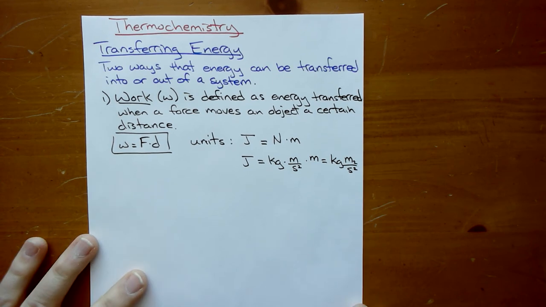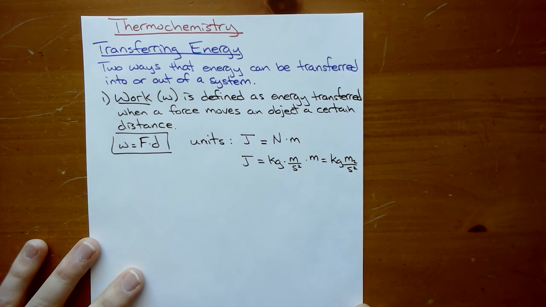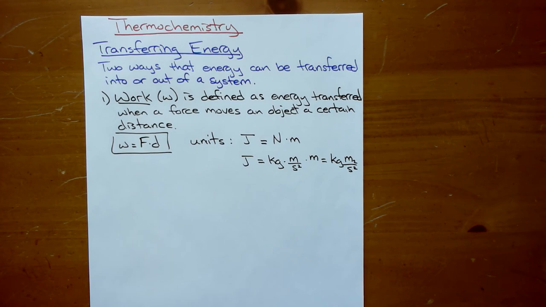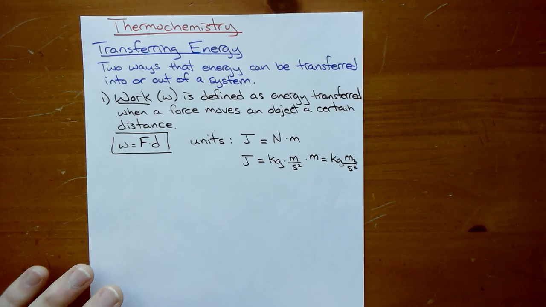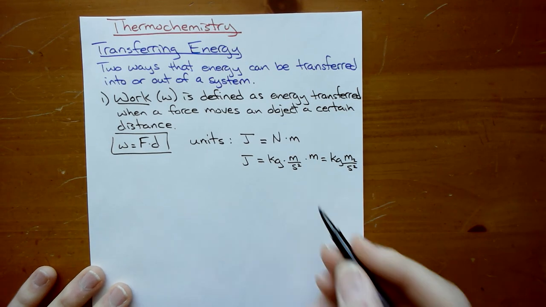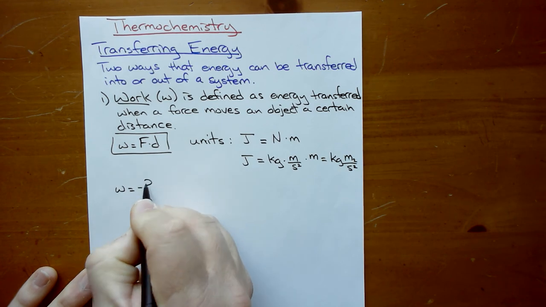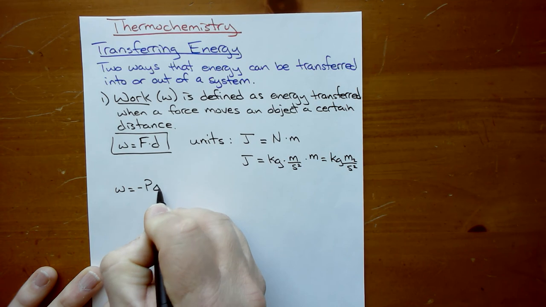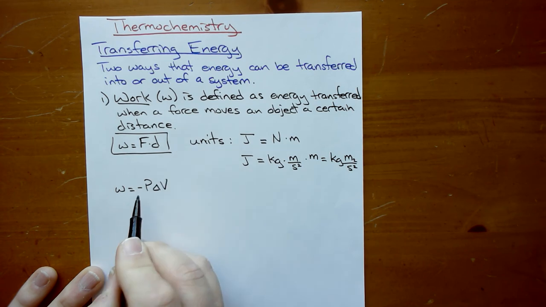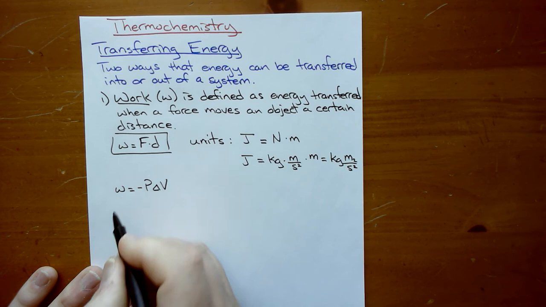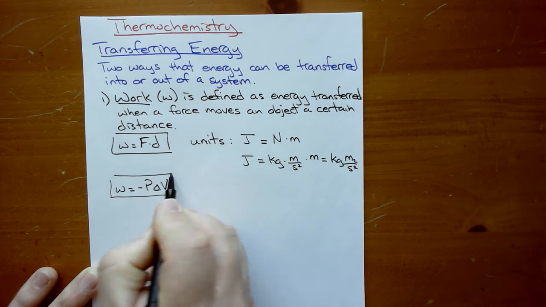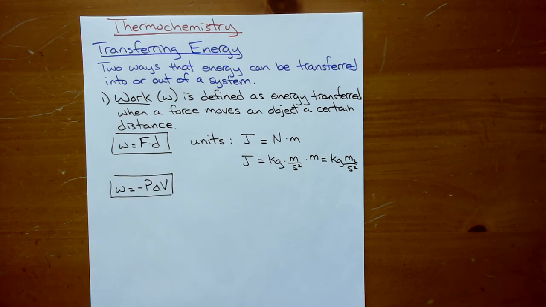Now, the work equation that we use in chemistry is what's known as a pressure-volume work equation. So in chemistry, we look at work is equal to negative pressure times a change in volume. Now, this equation also will have units that work out.